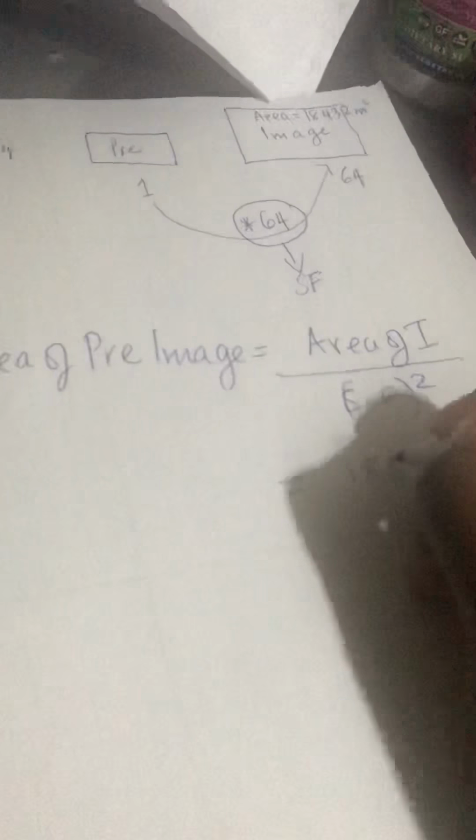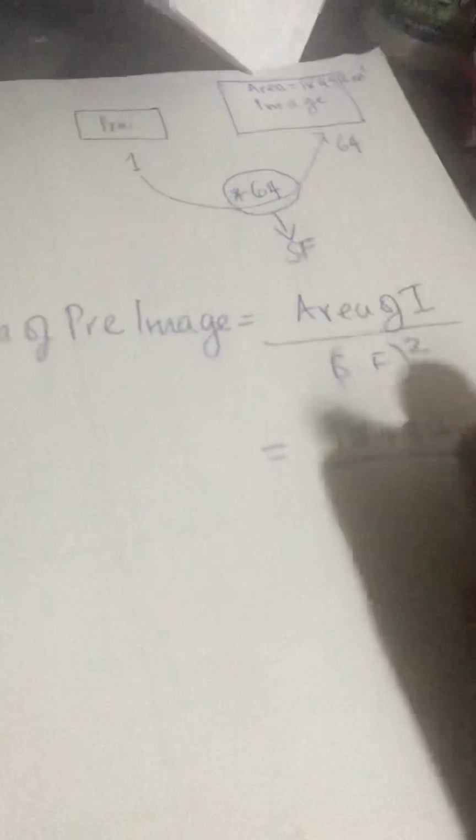Area equals 18,432. What? Meters squared, or square meters. Now I want to find the area of this. This is my pre-image. So what will I do? Area of pre-image equals area of image divided by scale factor squared. 18432 divided by 64 squared.